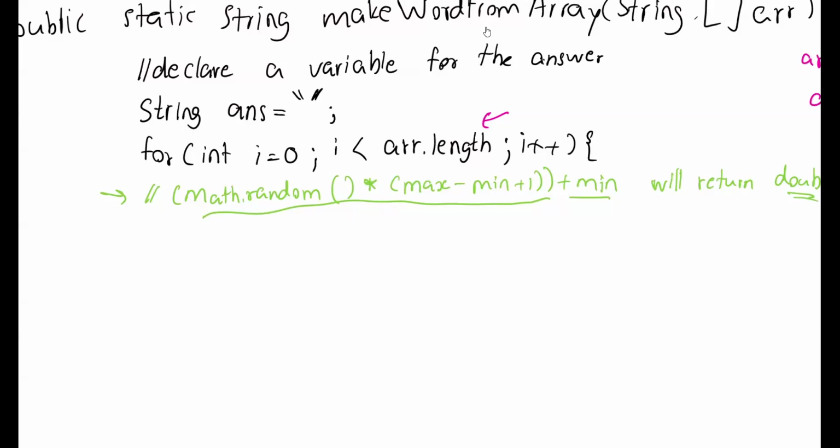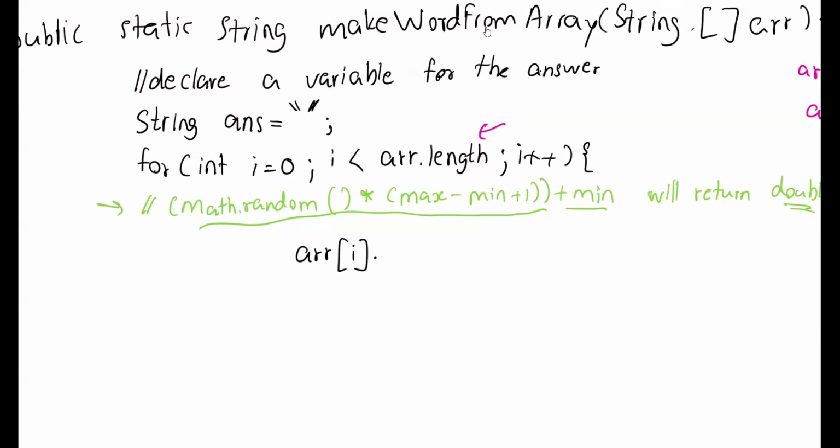So it's an integer, so Math.random times array.length. Yes, that is correct. That is how we get a random value, a random value for each character. That's good. And then we are going to get each character, which means first we're going to get the array of i. So this is each word by casting. Yes, that's correct. So array[i].charAt.